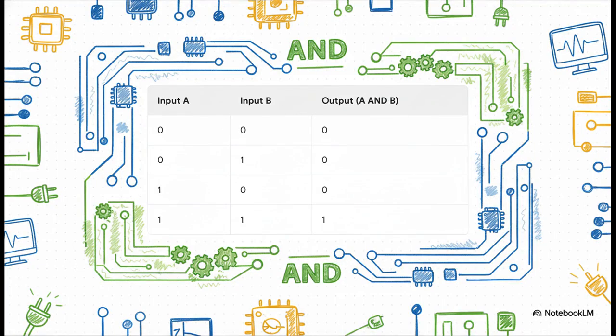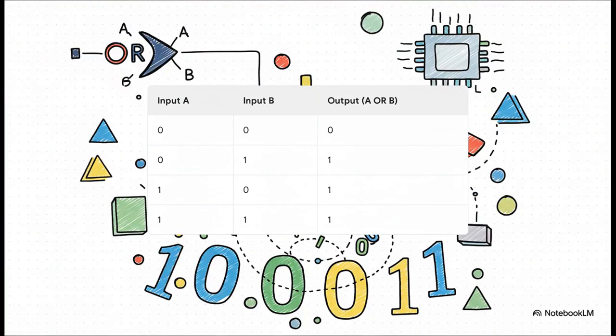All right, next up, we've got the AND operator. Just think of this one as being really strict. The output is only true, or 1, if input A and input B are both 1. If even one of them is a 0, the whole thing is a 0. No exceptions. And then there's the OR operator. This one's way more relaxed.